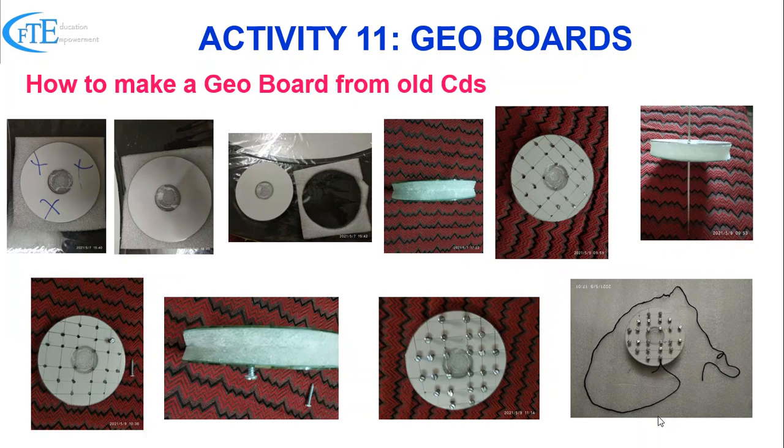Then draw lines on the CD and mark the places where the lines intersect. Take a barbecue or tandoor skewer and heat it and make holes in the places where the lines intersect. Then take a 1-inch screw and screw it into the hole. The screw should protrude about 1/3 of an inch. Do not screw it completely.